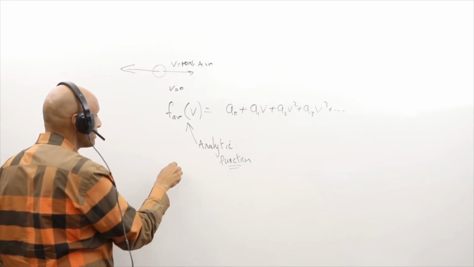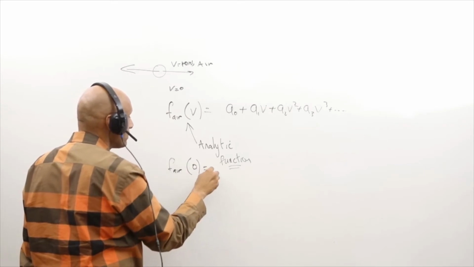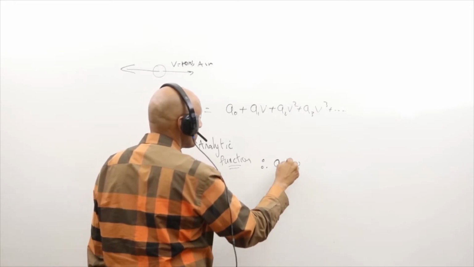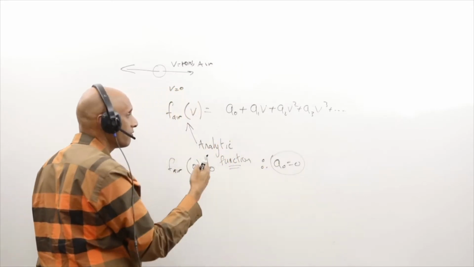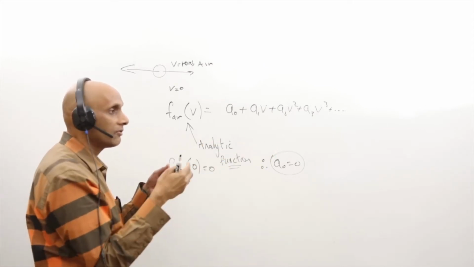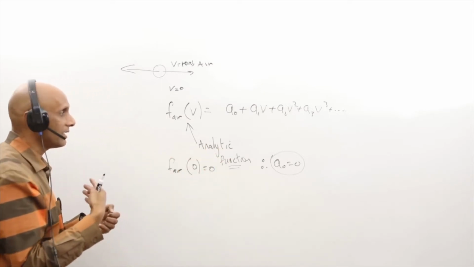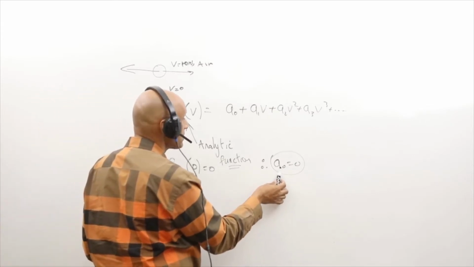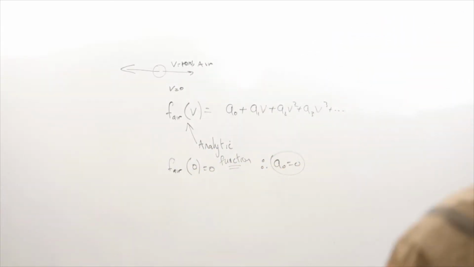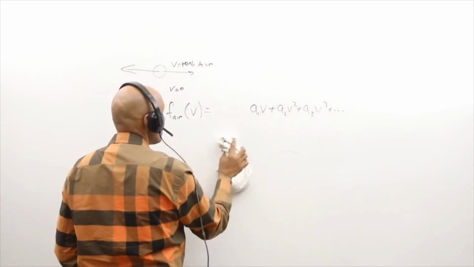But I know that the force of the air acting on this ball at v equal to 0 must be equal to 0. And if it's equal to 0, then I can say that A0 is 0. Because there can't be a force acting unless the air is pushing on me, unless there's a wind pushing on me. If I'm not moving relative to the air, there should be no air force acting on me. So I can estimate that A0 must be 0. So now we reduce this analytic function, this polynomial, into this.